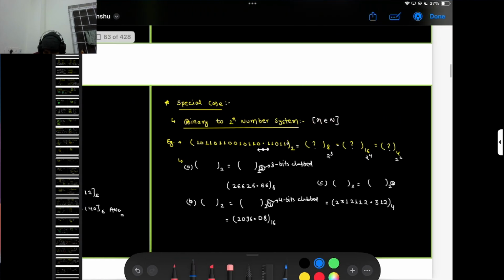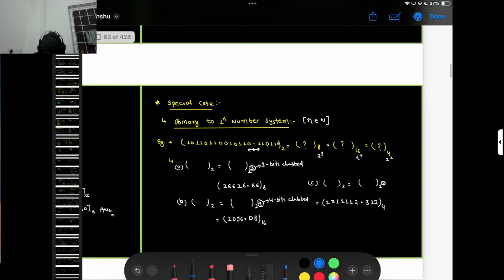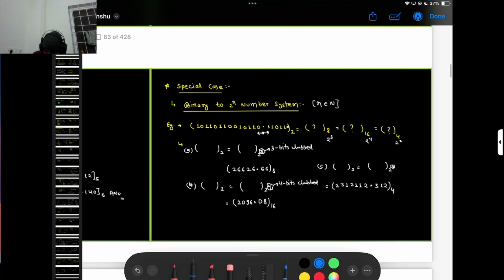So a special case: binary to the power n number systems. Here are some special cases: 2 to the power 3, 2 to the power 4, 2 to the power 2. Okay, so how can we write directly?